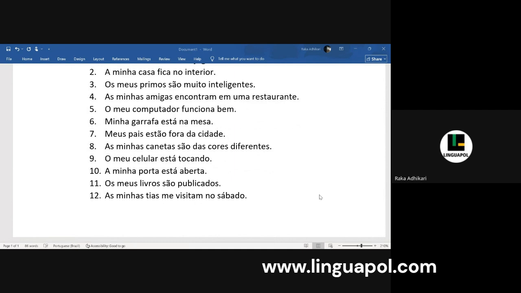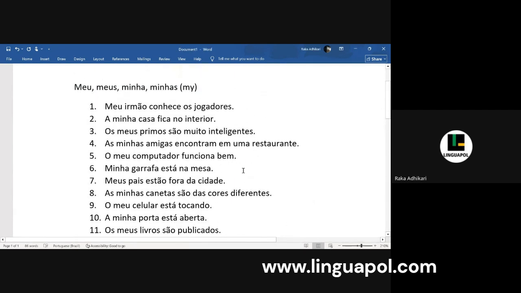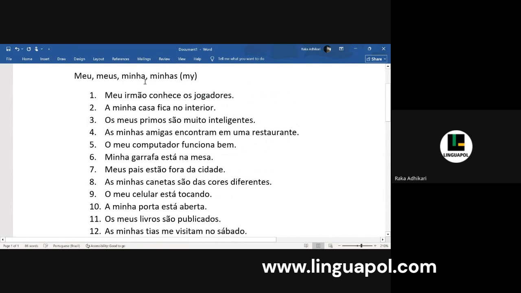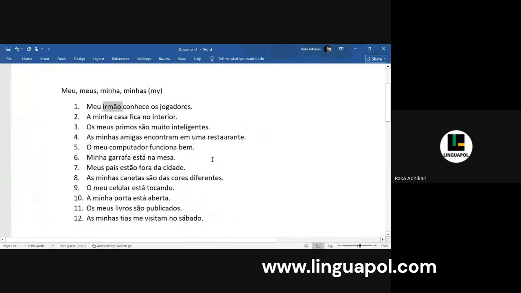So these are some of the examples with these different words. Meu, meus, minha, minhas. In all these examples, we can see that every time we are using a different version of this word, that version actually depends on the object that we are drawing the relationship with. So I want you to quickly make one sentence using any of these four words. Let's move on to the next possessive pronoun.